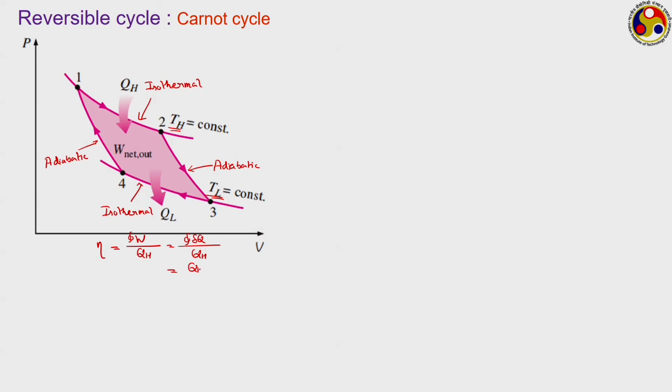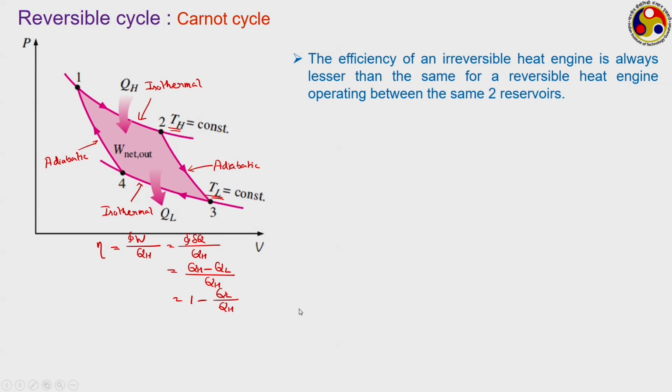So, QH is the amount of heat added to the system and QL is the amount of heat rejected, that is 1 minus QL upon QH, which is true for any heat engine. Now, somehow we have to establish a relation between this QL upon QH and TL upon TH, and only then can we represent the efficiency of this Carnot cycle in terms of temperatures only. And in this context, a couple of Carnot principles come into the picture.